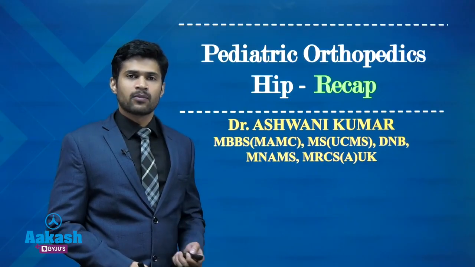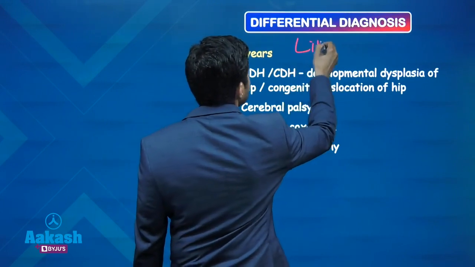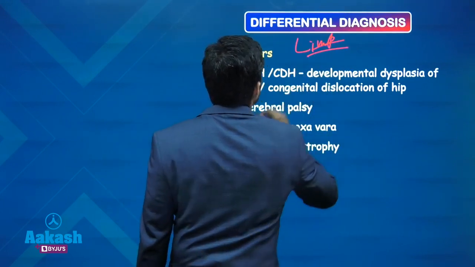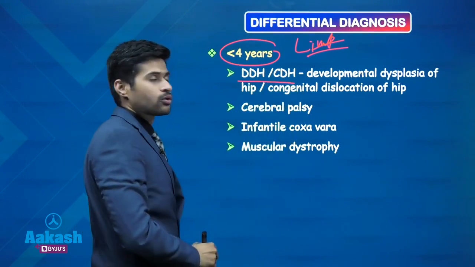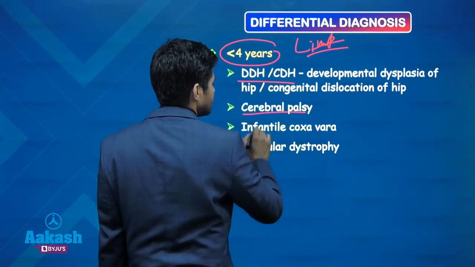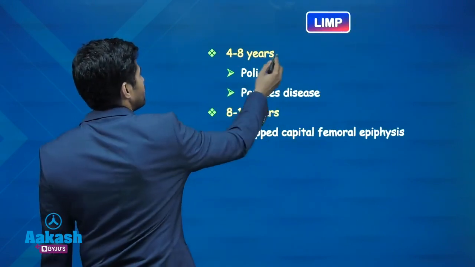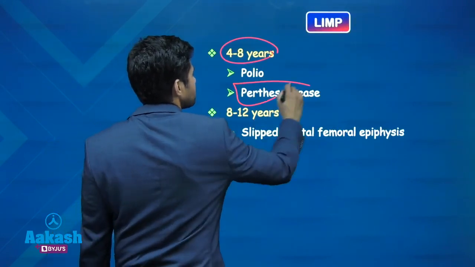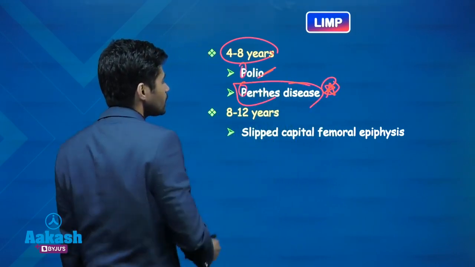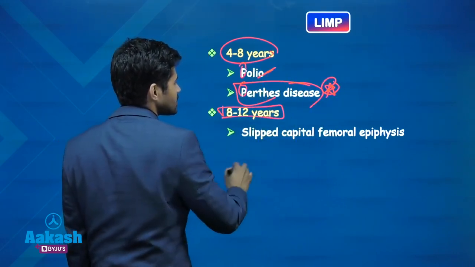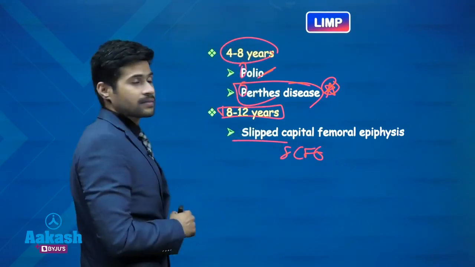So now let's take a recap of pediatric hip, starting with the limp. The causes of limp in less than 4 years of age are DDH or congenital dislocation of hip, cerebral palsy, infantile coxa vara or muscular dystrophy. In 4 to 8 years, it is Perthes and polio. And in 8 to 12 years, it is SCFE, slipped capital femoral epiphysis.